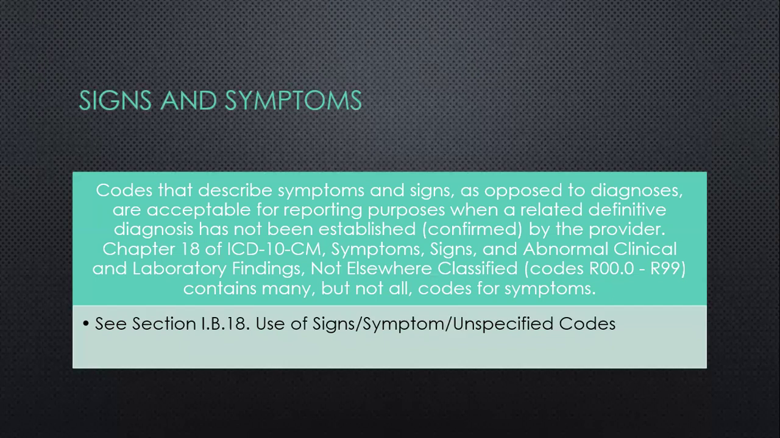Now, if your provider has not documented that a definitive diagnosis is confirmed, then you're going to use your sign or symptom instead. Okay. It's very important that we know that if a sign or symptom is included in a definitive diagnosis, that you're not using both. If your provider documents that they are distinctly separate, then you can use both. It all comes down to your provider's documentation and your knowledge of signs and symptoms versus definitive diagnosis codes.